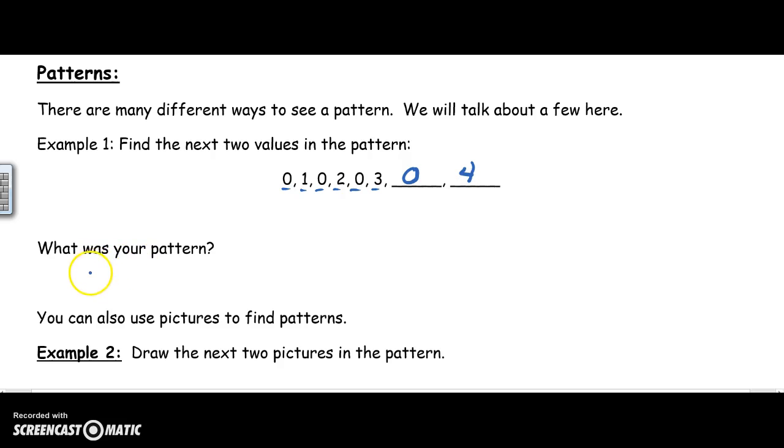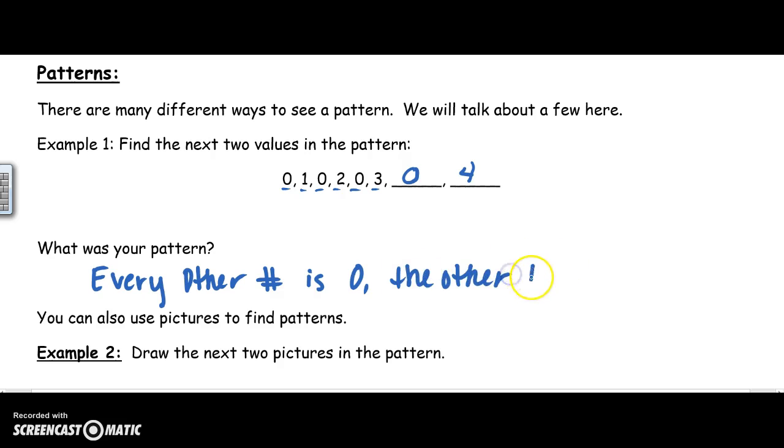So what was our pattern? Every other number is 0. The other number goes up by 1. So you also have to be able to describe your pattern.